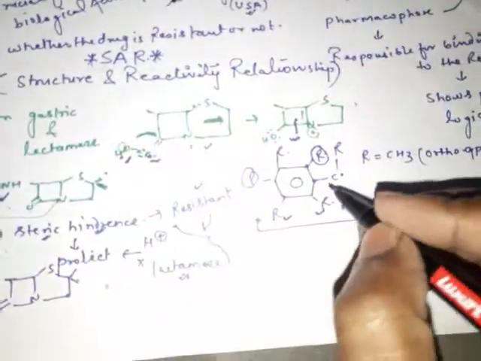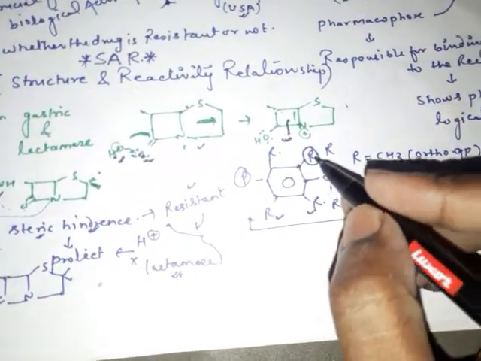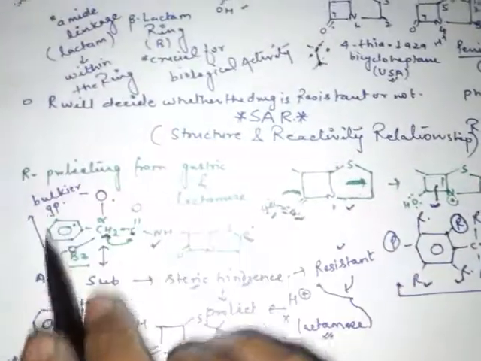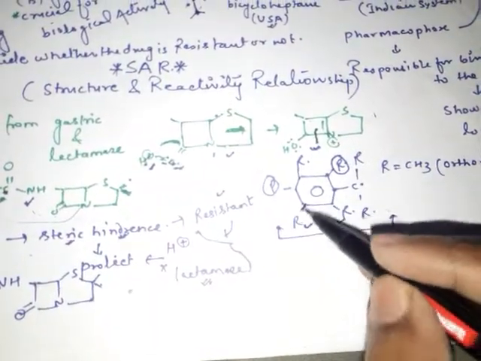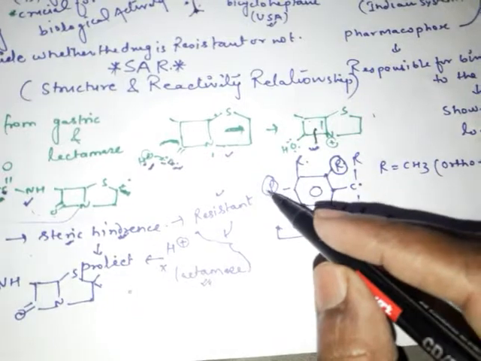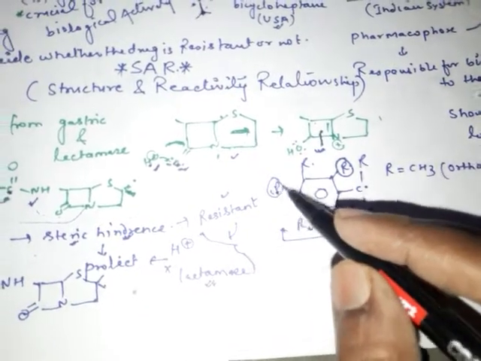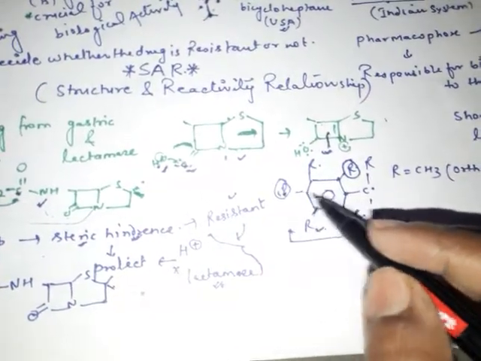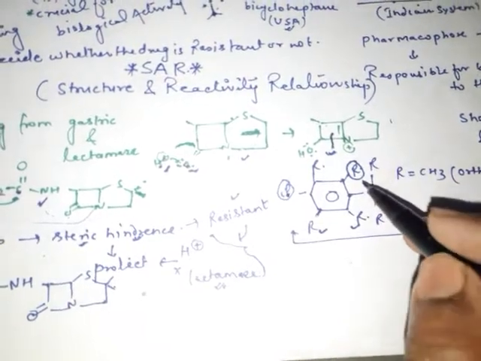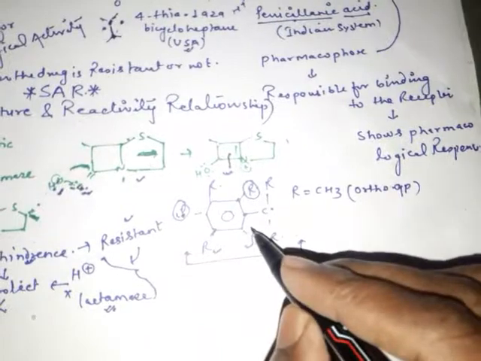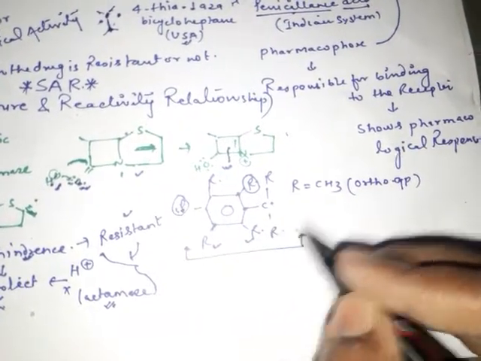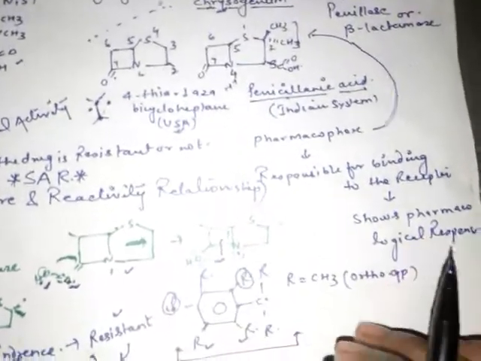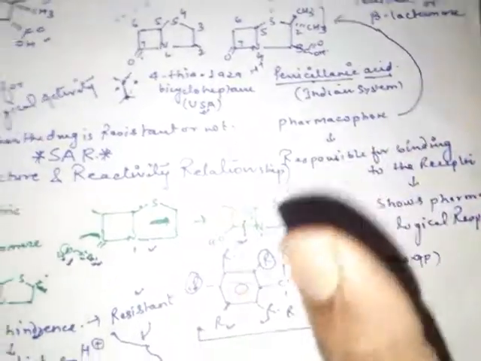There are various types of penicillin in which, suppose this is the benzene ring, the ortho position is blocked and meta is also blocked, but para has no effect, meaning the para position has no effect on the penicillin. For this property it is very important, and there are various penicillins in which R is a methyl group. So it is a very important point.